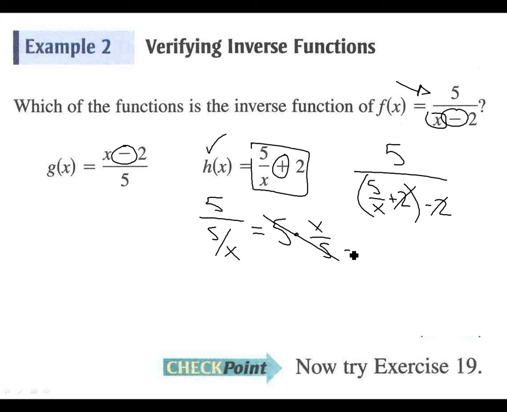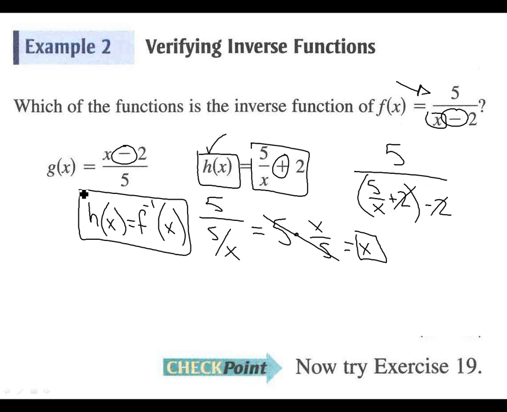The 5's cancel, we're left with x. That's what we're hoping for. h of x is indeed the inverse of f of x. So we could say h of x equals the inverse of f of x. Write it like that. All right?